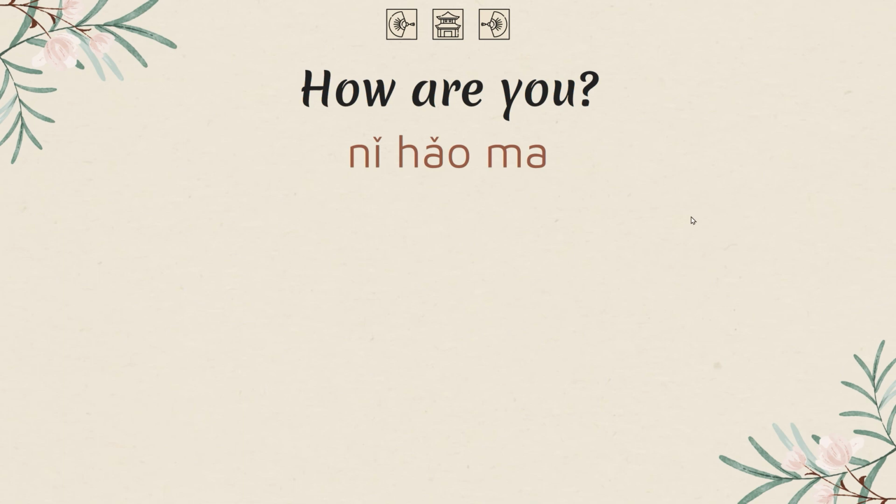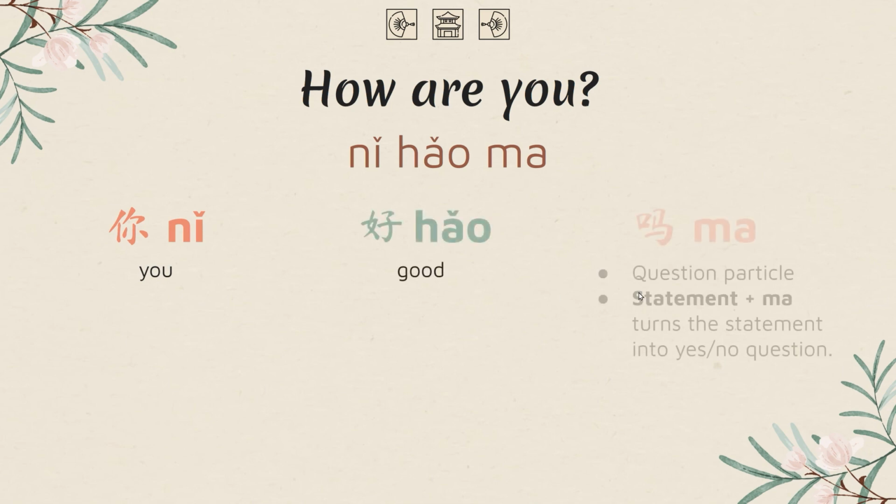The way you say how are you in Chinese is very easy. 你好吗? Now we've already seen 你 and 好. The only new word here is 吗. 吗 is a question particle, and basically it just serves a grammatical function. So when you make a statement and you put a 吗 at the end, it turns the statement into a yes or no question. So literally, 你好吗 means you good, yes or no, which is are you good? But we often use it to mean how are you? Let's say it again. 你好吗?